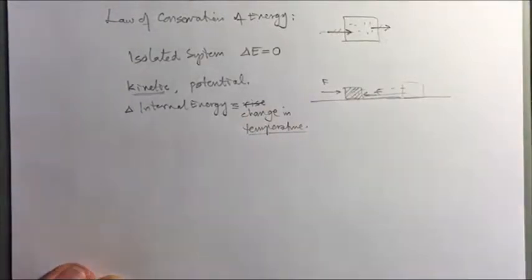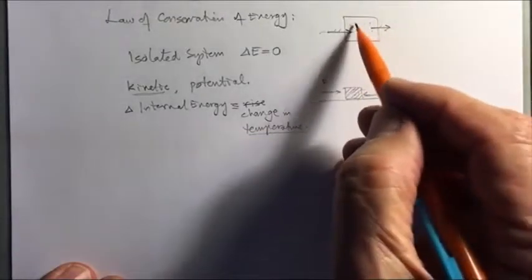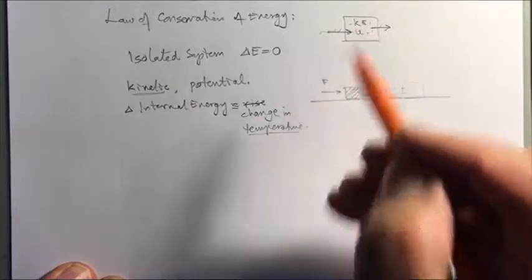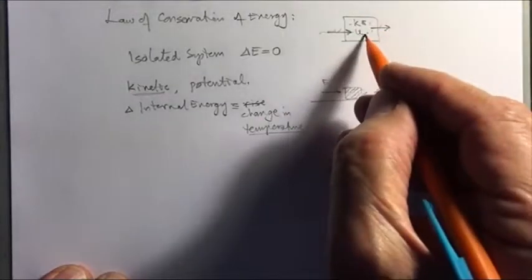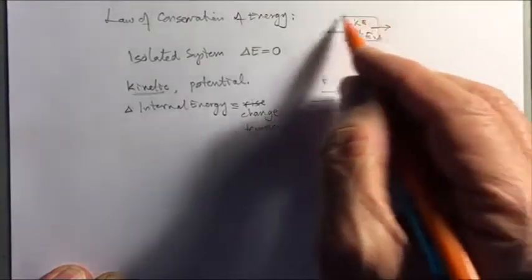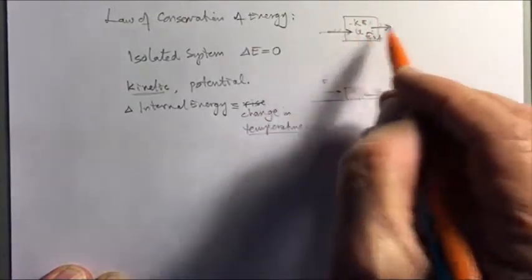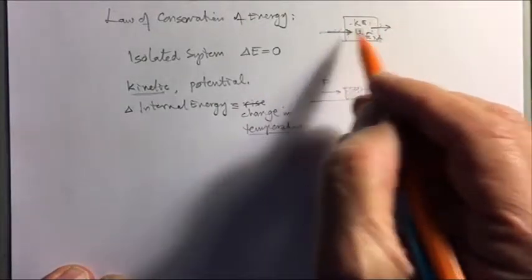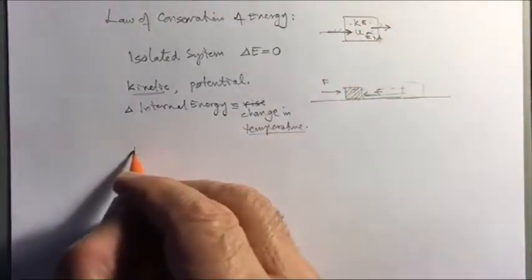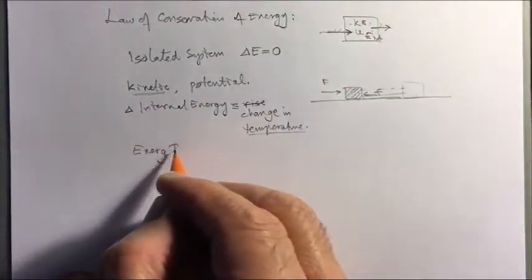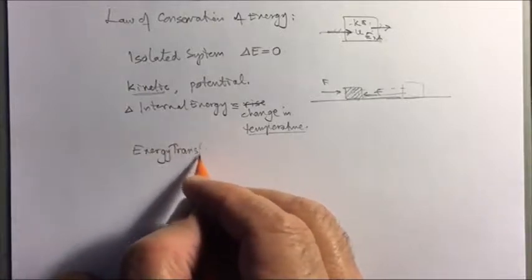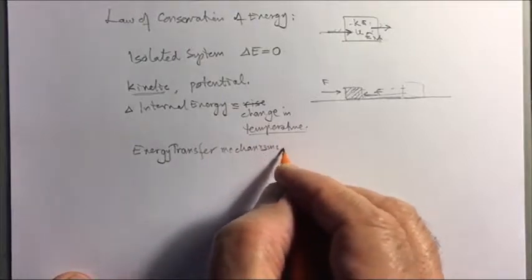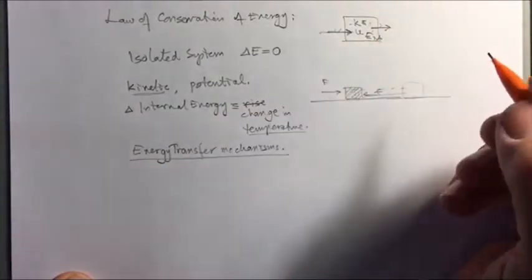So we would have a situation in which we have some kinetic energy, we would have some potential energy, which we write as U, and we would have some internal energy inside here. And there are energies coming in and going out. So let's see in what ways energy can come in or go out. These are what we would call energy transfer mechanisms. How can energy come in or go out?